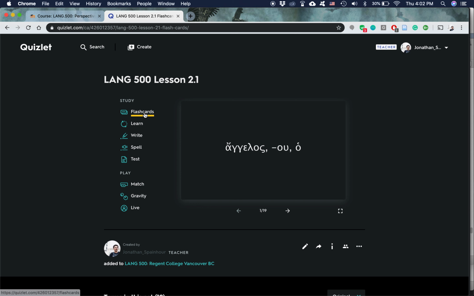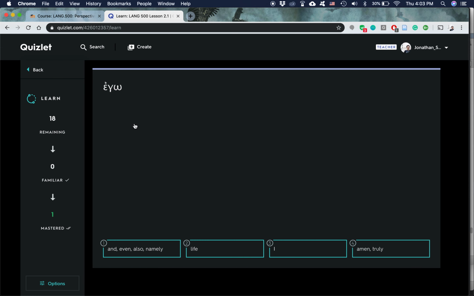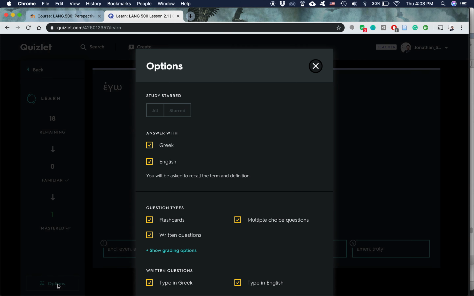Obviously, you can use flashcards, which is underlined right here, and you can see it. But what I would use mostly is the Learn program, and I would just click Learn, and then I would go through the program until I had achieved all of the vocab. So when you go to the Learn program, what I would always do is go to the options first, and I would go to answer with English. And then if you'll notice down here, it gives you question types. There are flashcards, written questions, and multiple choice, and so that's basically what I would use.